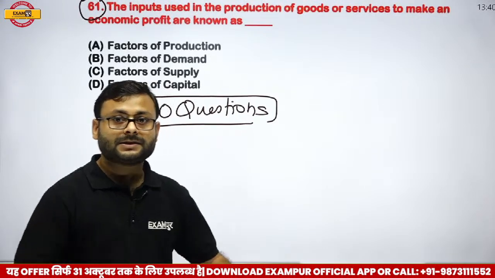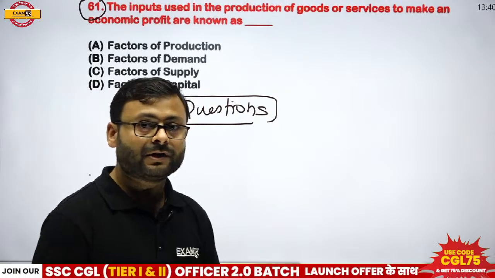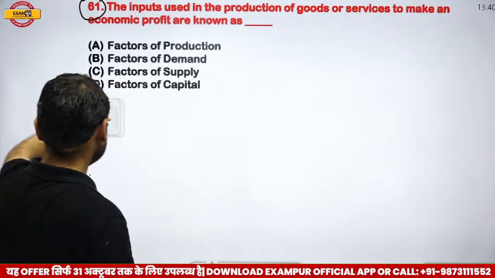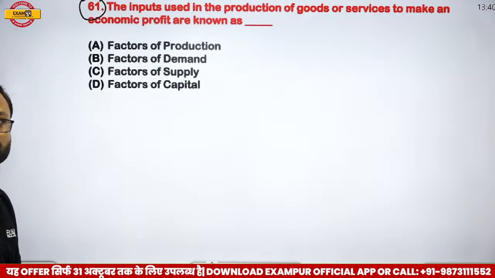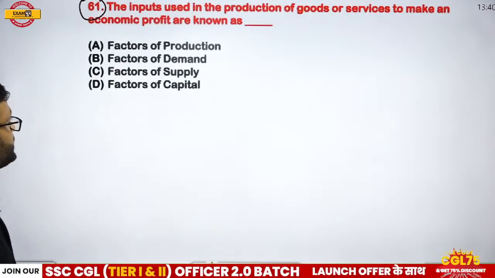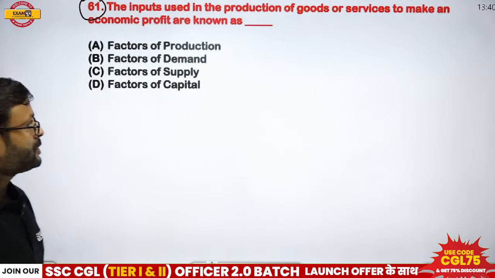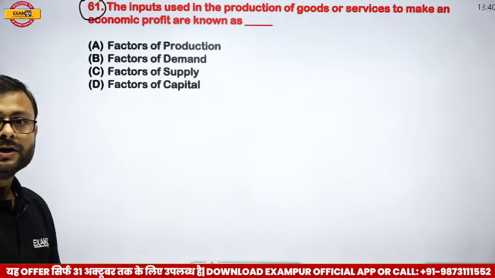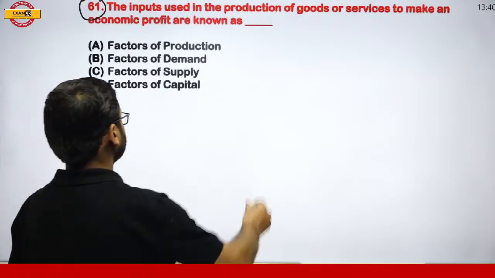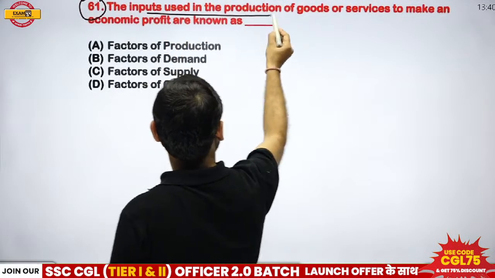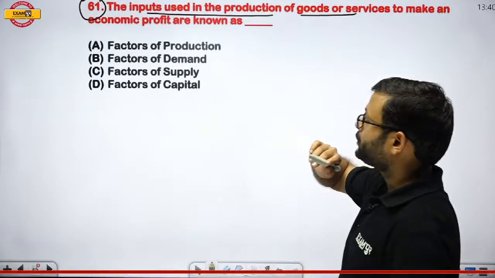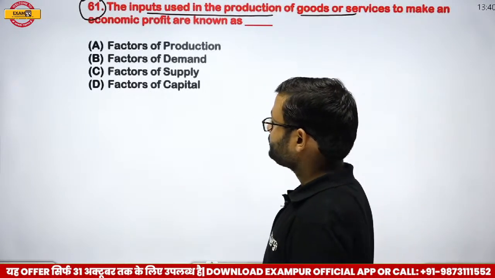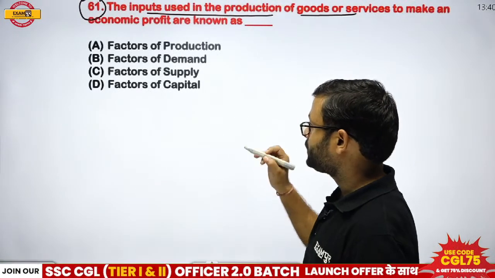Now let's start the class with the 61st question. We have already discussed 60 questions in the previous class, in the night marathon class. So the 61st question is: the inputs used in the production of goods and services to make an economic profit are known as. What are they? Factors of production, factors of demand, factors of supply, or factors of capital.